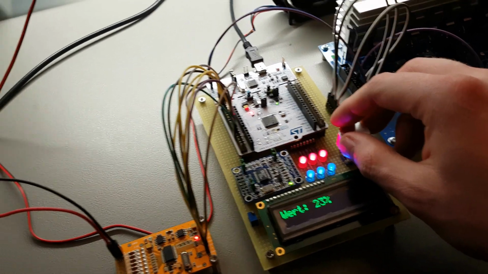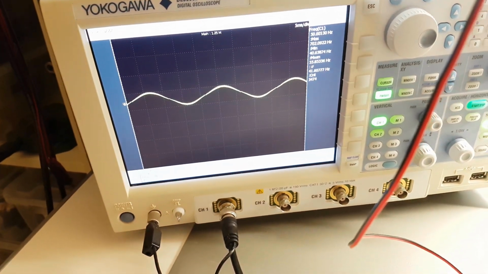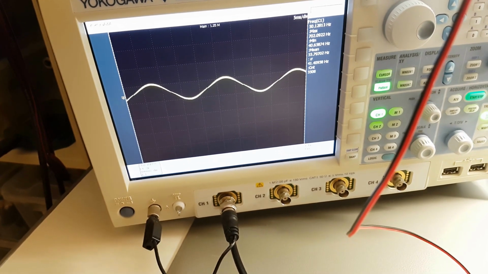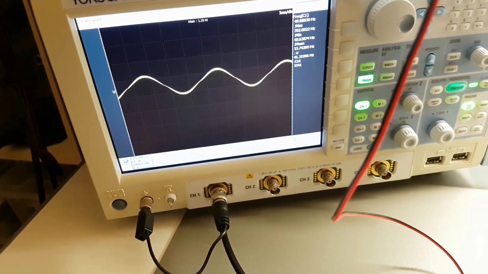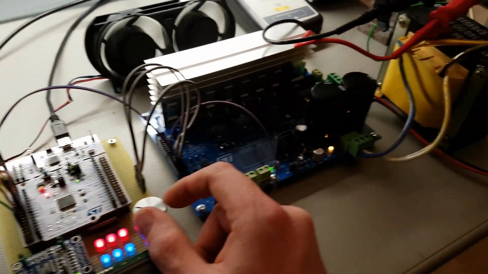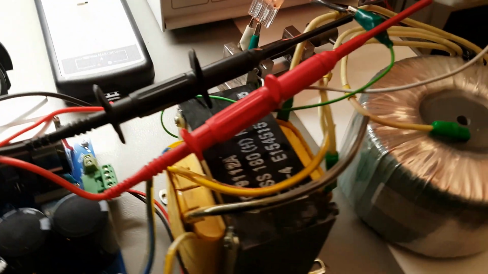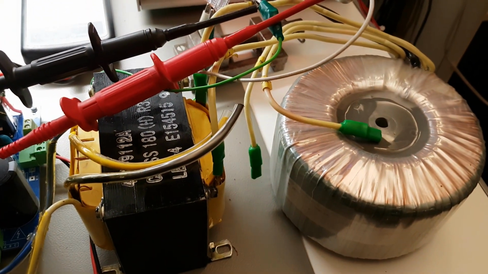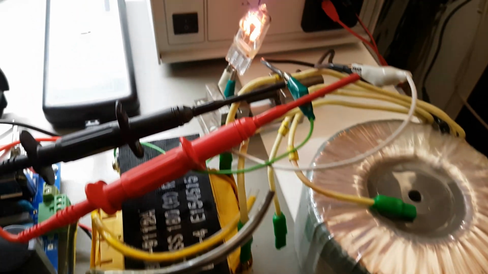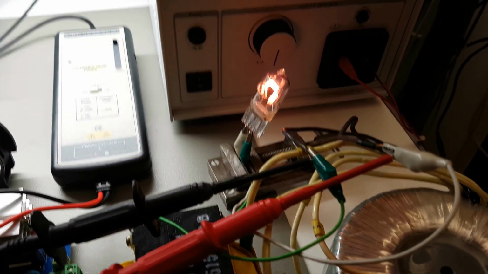First of all, let's check. As you can see, this is the output voltage of the last stage, on the very end. And this is the power stage. And these are the two transformers and the 1 kilowatt bulb.